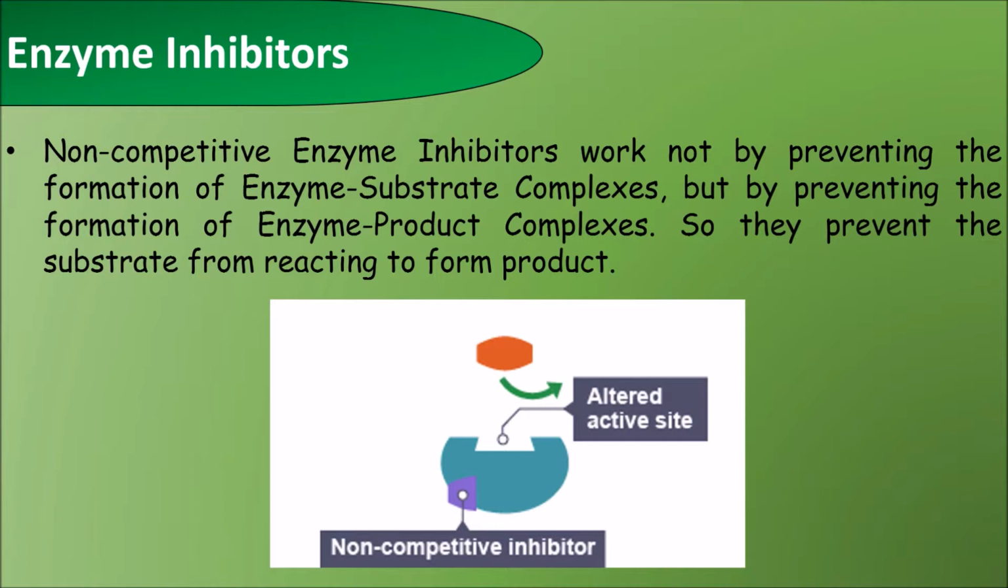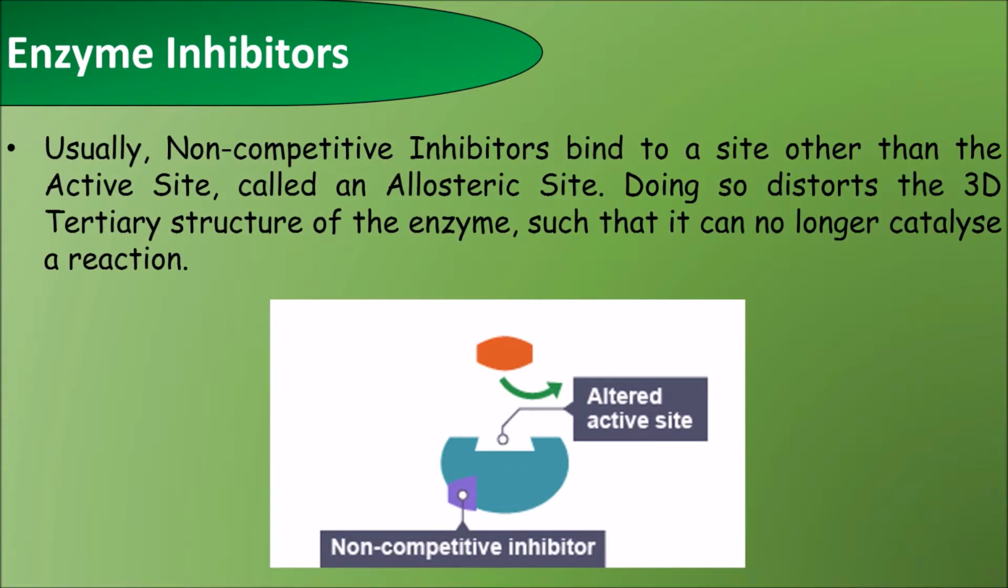Non-competitive enzyme inhibitors work not by preventing the formation of enzyme substrate complexes, but by preventing the formation of enzyme product complexes. So they prevent the substrate from reacting to form the product. Usually, non-competitive inhibitors bind to a site other than the active site called an allosteric site. Doing so distorts the 3D tertiary structure of the enzyme so that it can no longer catalyze a reaction.